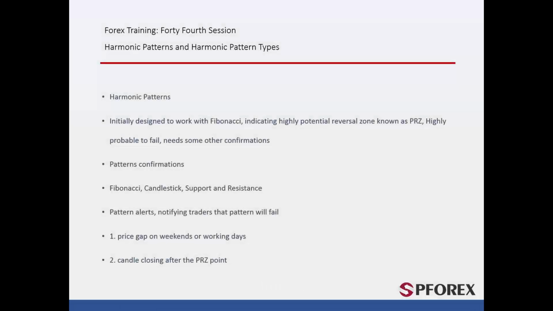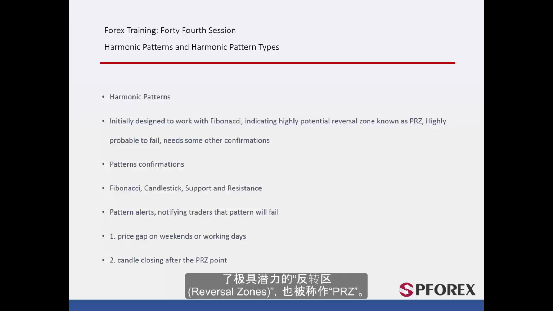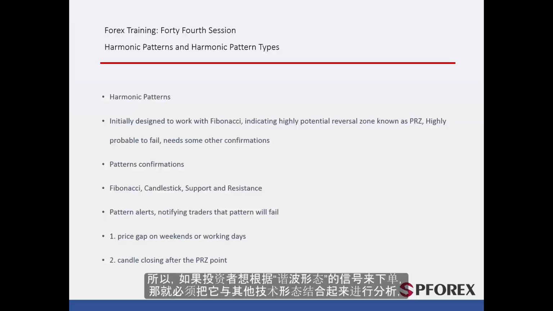Harmonic patterns. Harmonic patterns are based on a reversal point derived from Fibonacci levels that shows potential reversal zones, known as PRZ. The failure probability of harmonic patterns is high, thus a trader must combine them with other confirmations if he or she wants to place an order on the basis of a harmonic signal.